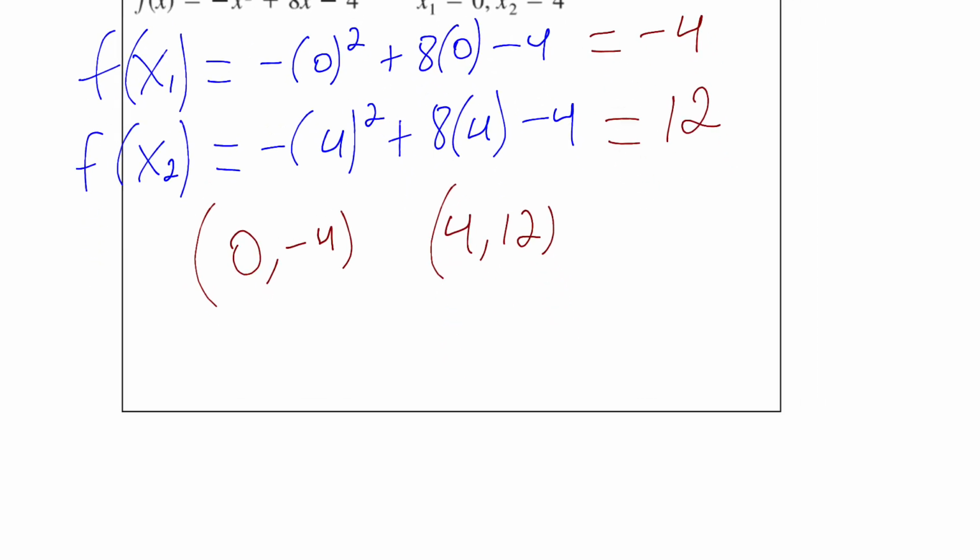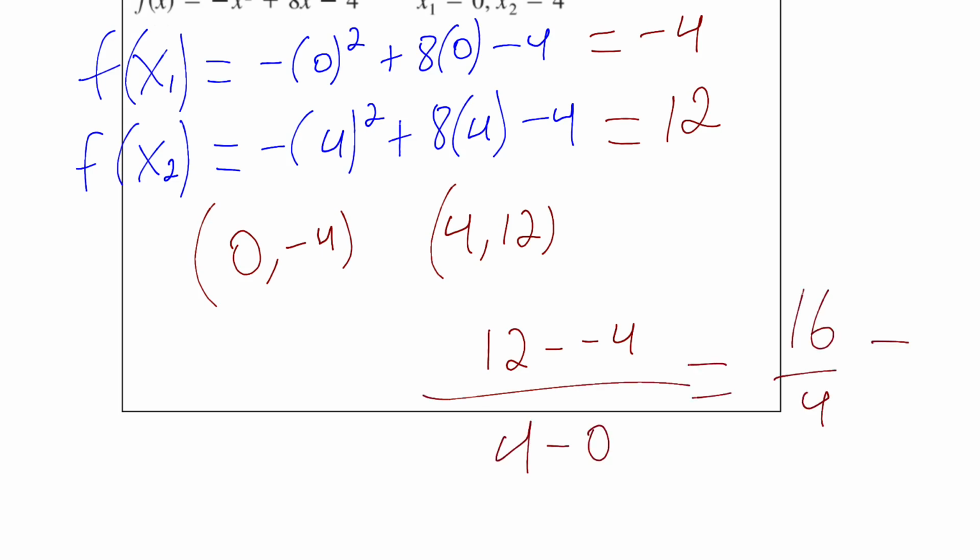If I want to find the slope, I can use the slope formula. 12 minus a negative 4, all over 4 minus 0. This is 16 over 4, which is just 4.